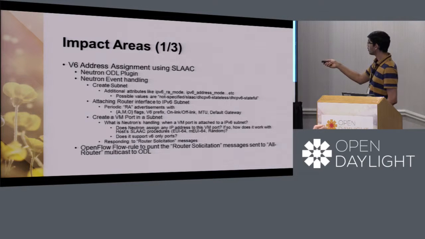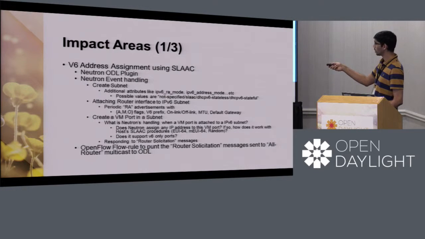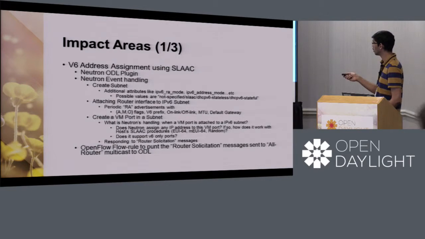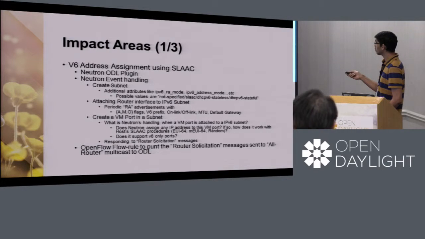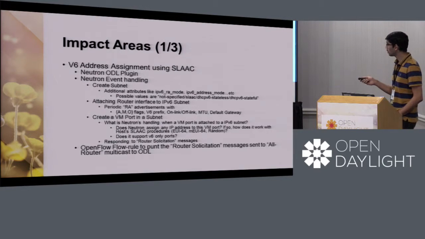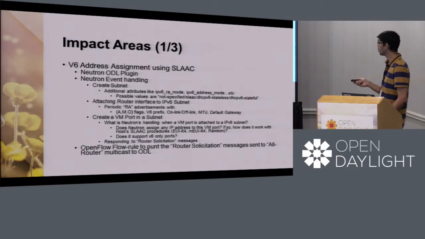The IPv6 RA mode and address mode will translate into the same M and O flags. The v6 prefix we will get through the subnet. Only for on-link and off-link we need to see whether Neutron has some information to tell us. MTU information will come through along with the subnet. Our default gateway also comes through the subnet. So once the router interface is attached, we need to start periodically announcing these RAs with this information.